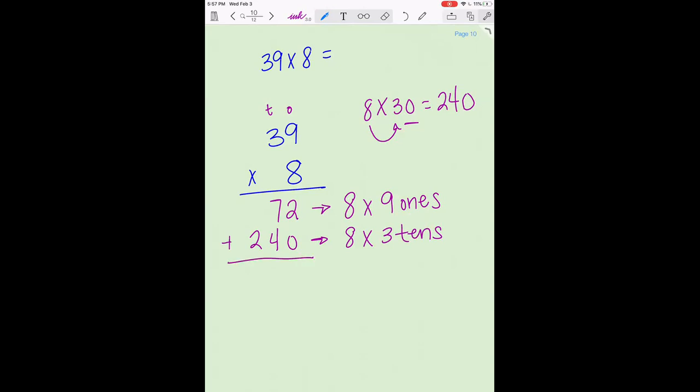Now I'm going to add all these numbers up. 2 plus 0 is 2. 7 plus 4 is 11. Let's bring the 1 down here, carry the 1 up here, and then 1 plus 2 is 3. So your answer is 312.